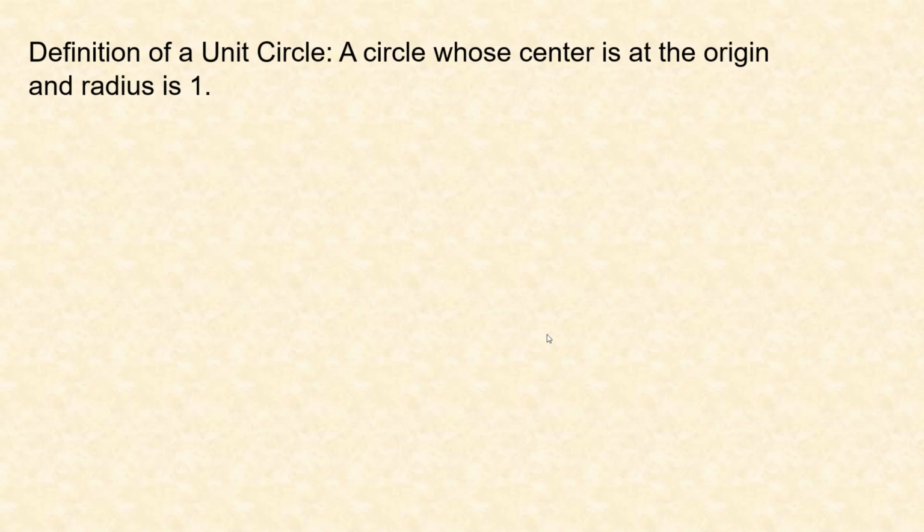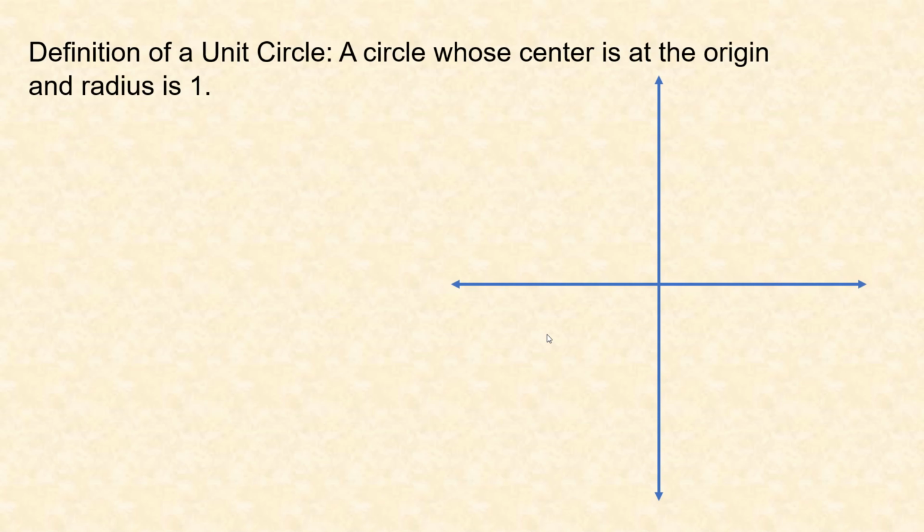All right, so first of all, the definition of a unit circle is a circle whose center is at the origin and the radius is 1. So let's move on here. So here is my coordinate plane, and we were talking about the center is at the origin. We're talking about the origin of the coordinate plane.